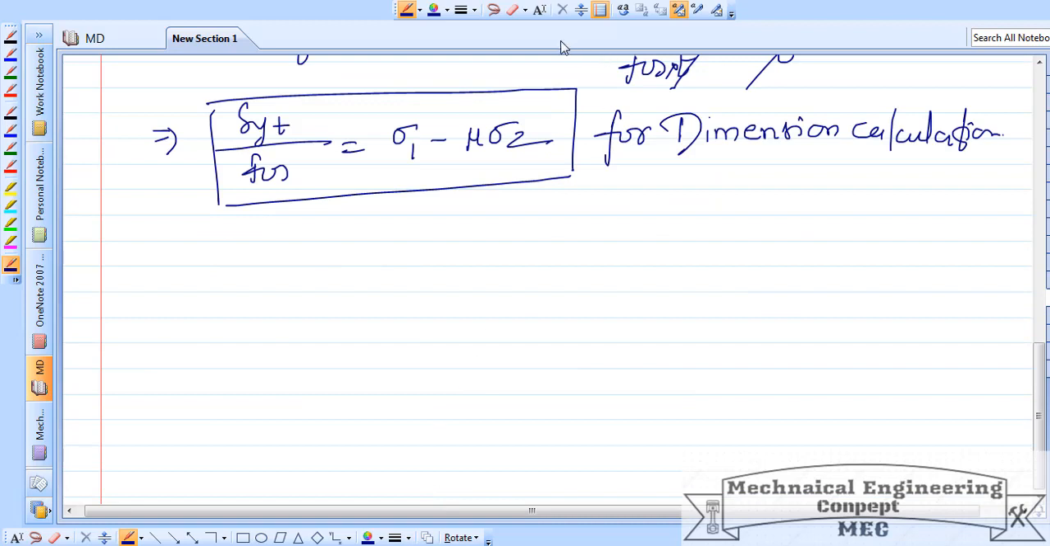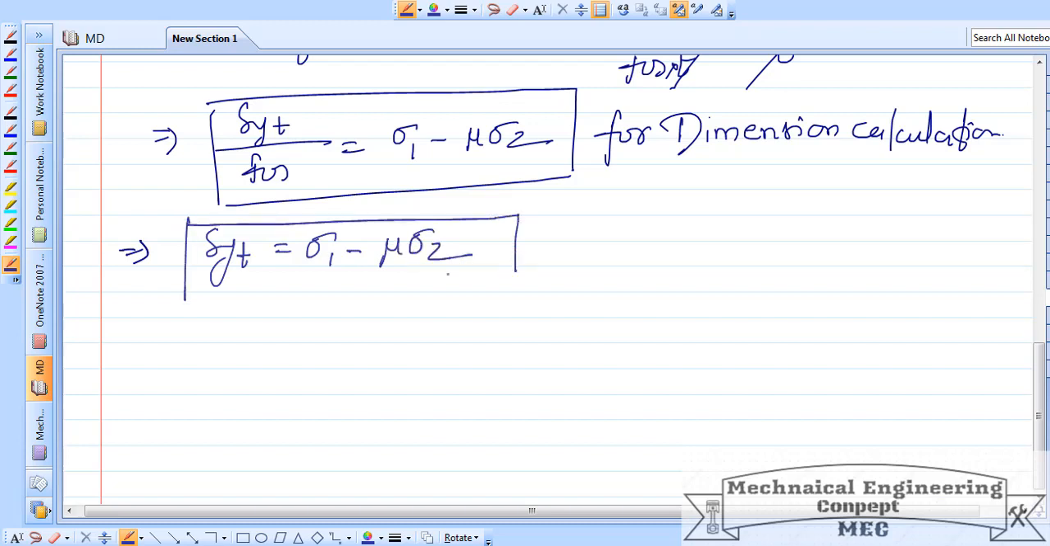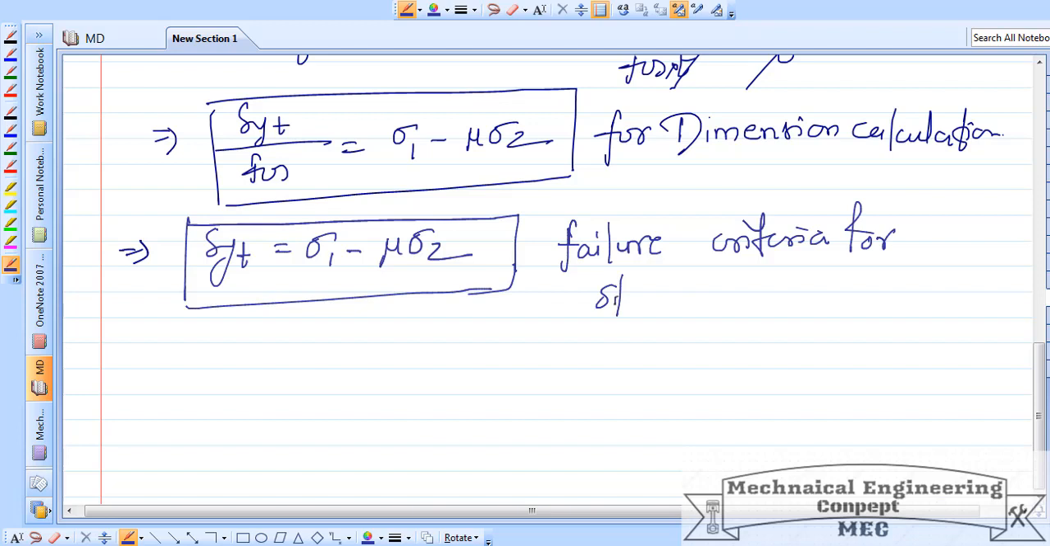And if we want to understand the concept for failure criteria, then we need to remove the factor of safety. Then SYT is equal to sigma 1 minus mu times sigma 2. We consider factor of safety in the case of dimension calculation only, for safe design. For failure criteria we remove the factor of safety. So this is the failure criteria for the maximum strain theory. So what does it mean?